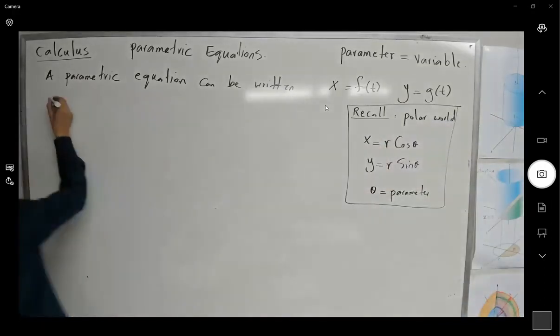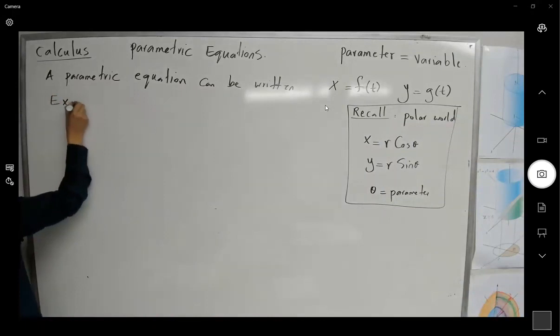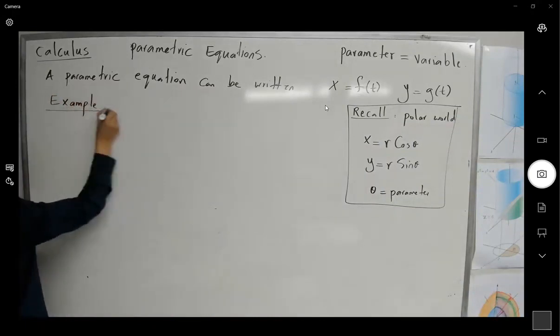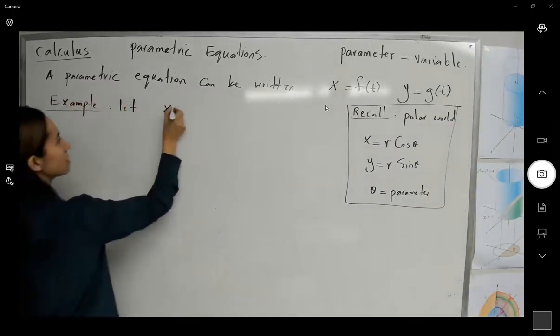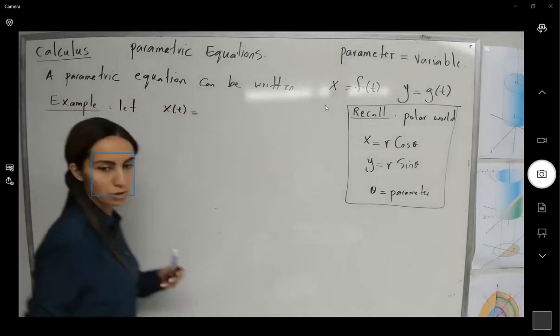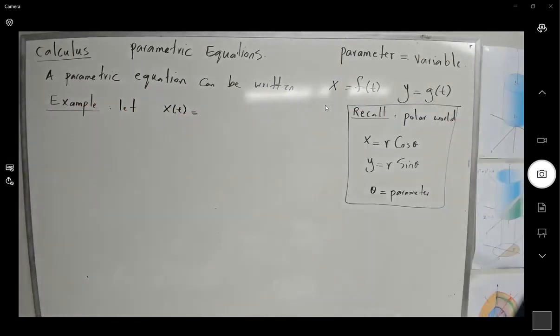For example, let x of t be equal to, well, let me follow the note.